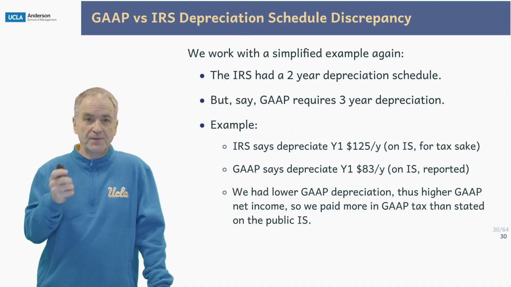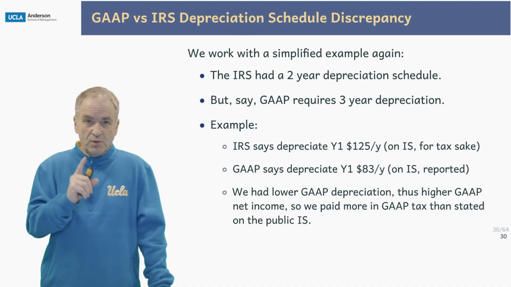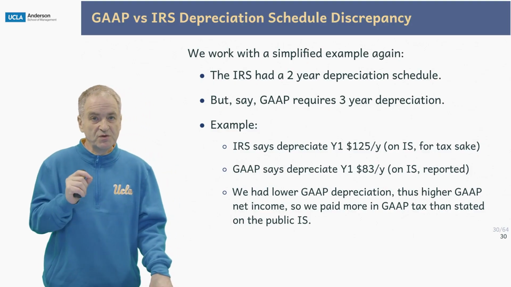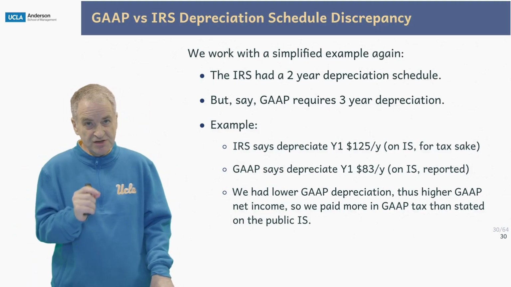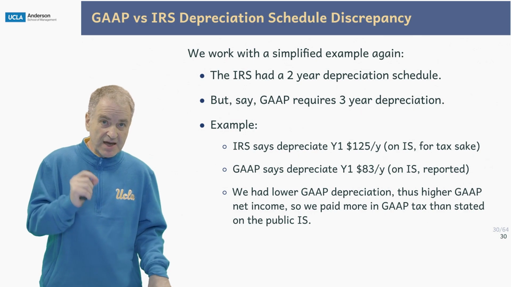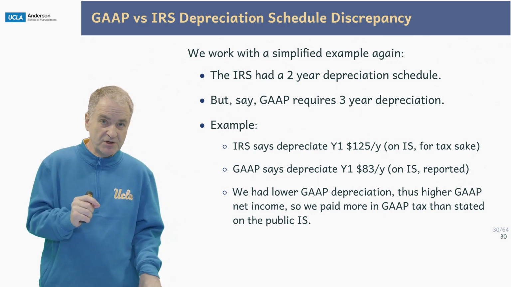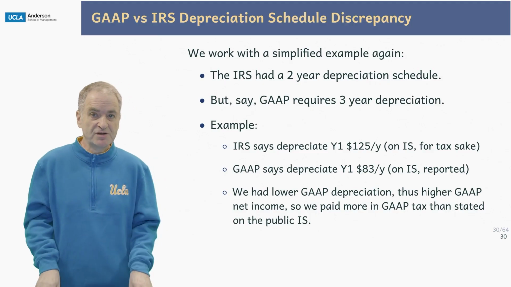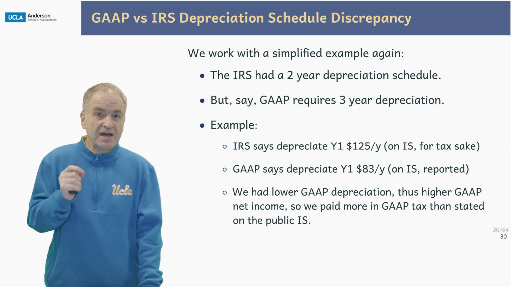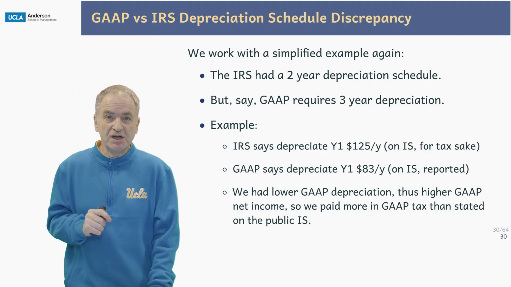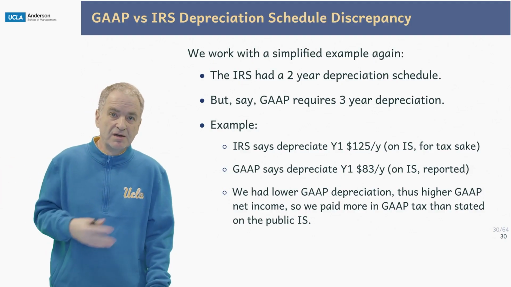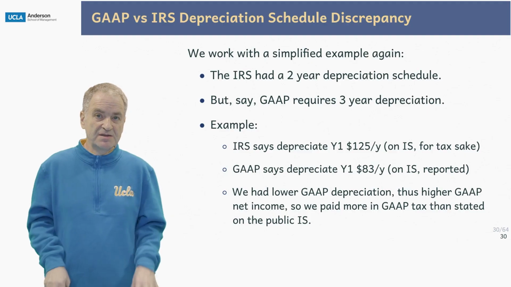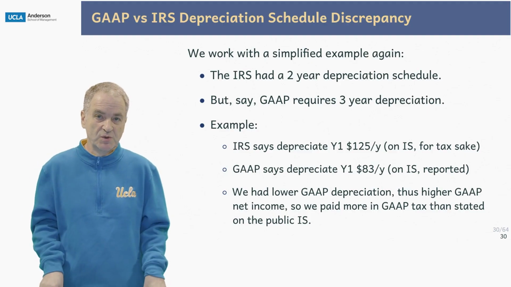So, we again work with a simplified example. The IRS is going to presumably still have our 2-year depreciation schedule, but now GAAP, the generally accepted accounting principles, which I'm going to call the stuff that the public financial statements report, say they require 3-year depreciation. So we have a car that really lasts for 3 years, then it falls apart, but the IRS says we can depreciate it over 2 years.